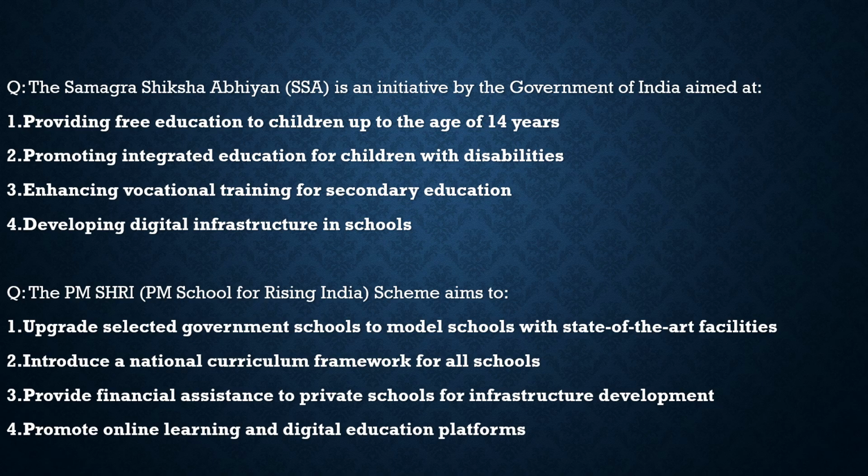And coming to another question, it talks about the PM Shri, which is the PM School for Rising India scheme, aims to first upgrade selected government schools to model schools with state-of-the-art facilities, 100% correct. Statement 2, introduce a national curriculum framework for all schools. Statement 3, provide financial assistance to private schools for infrastructure development, it is incorrect. Statement 4, promote online learning and digital education platforms, this is also incorrect. So for this question, the correct statements are statement 1 and statement 2 only.